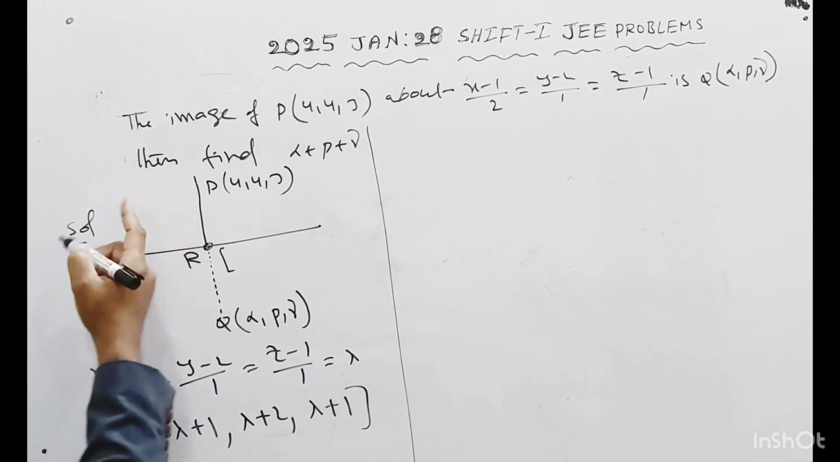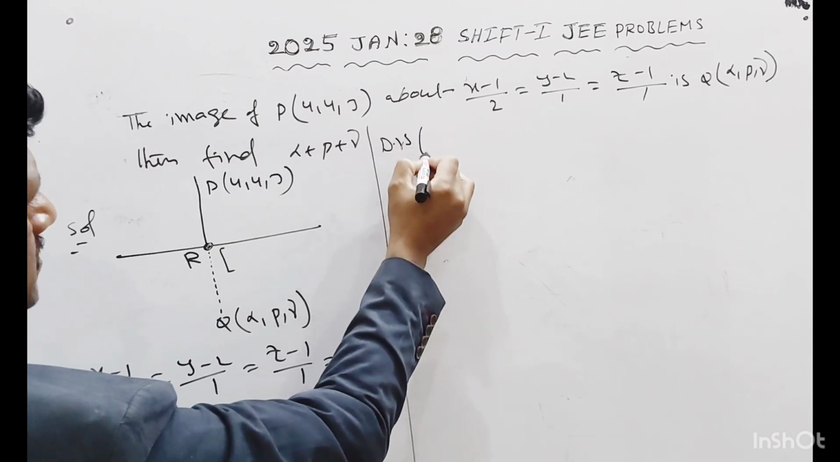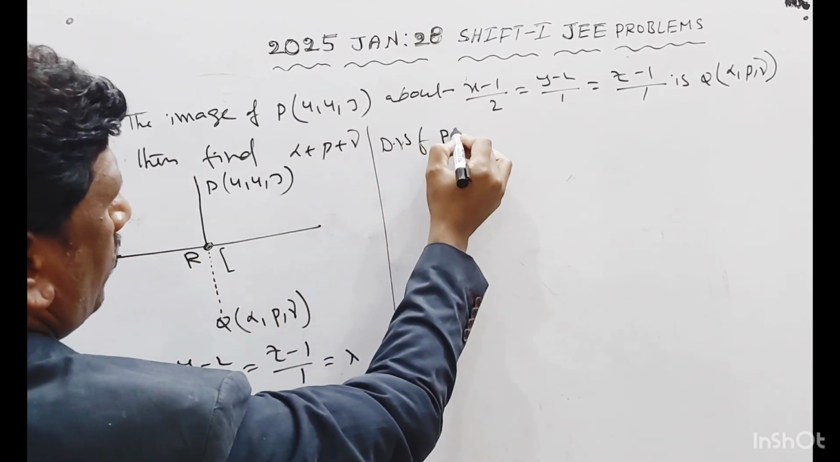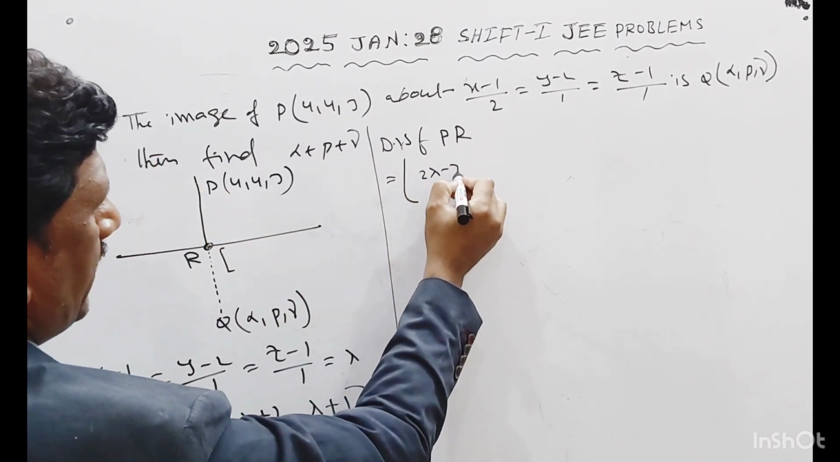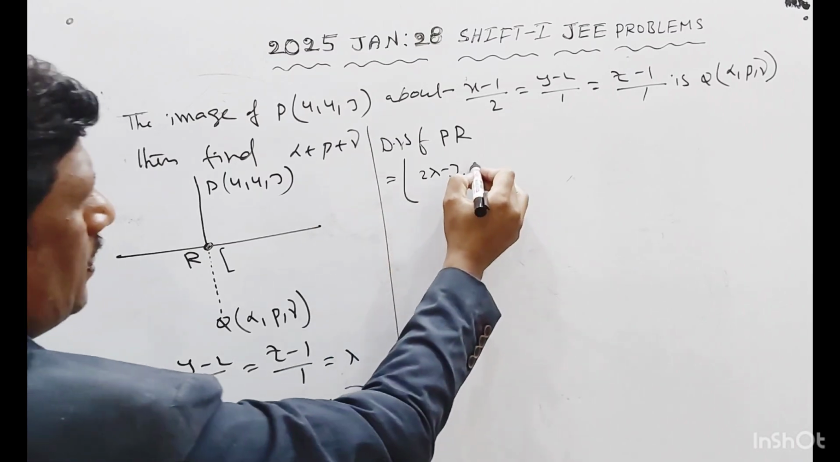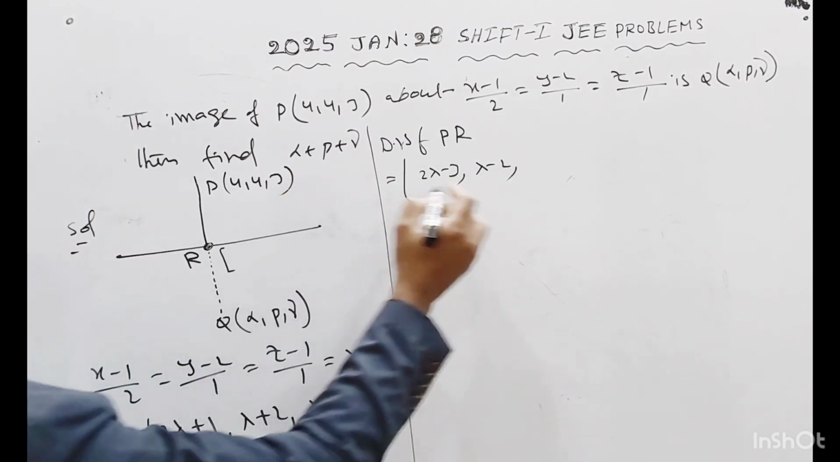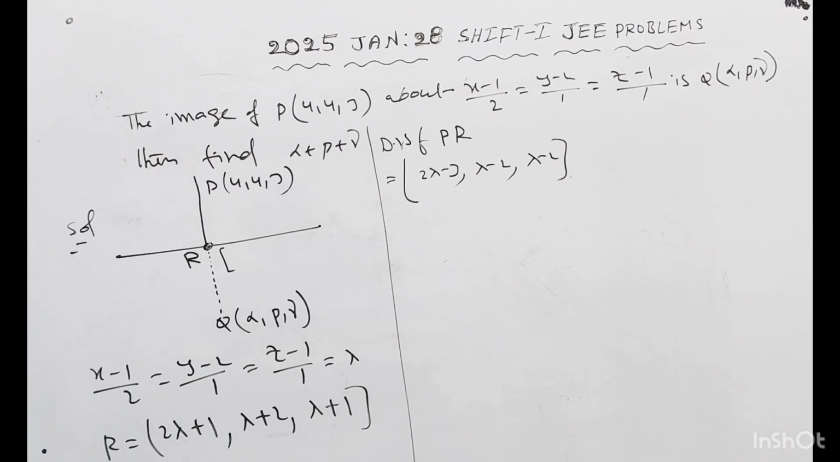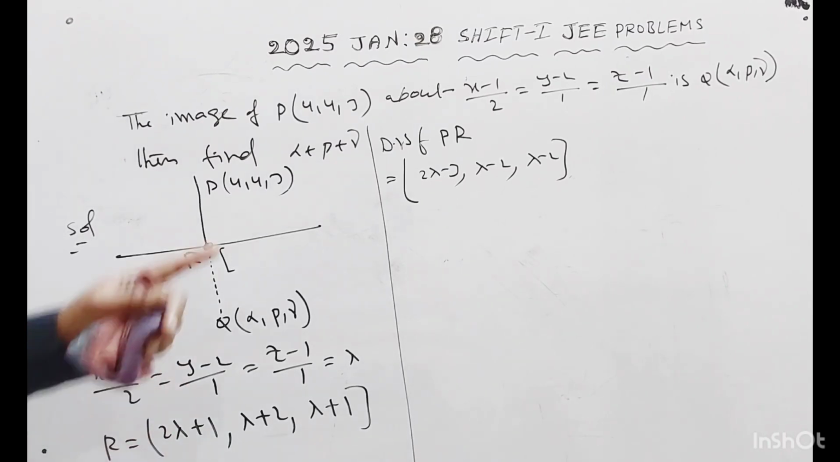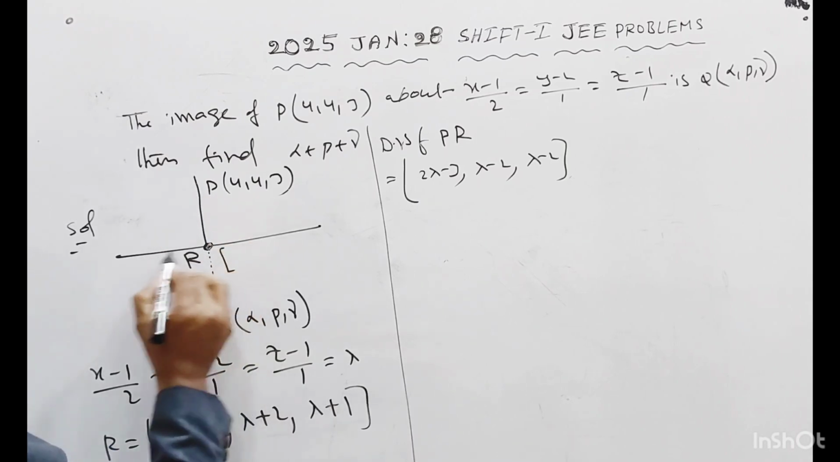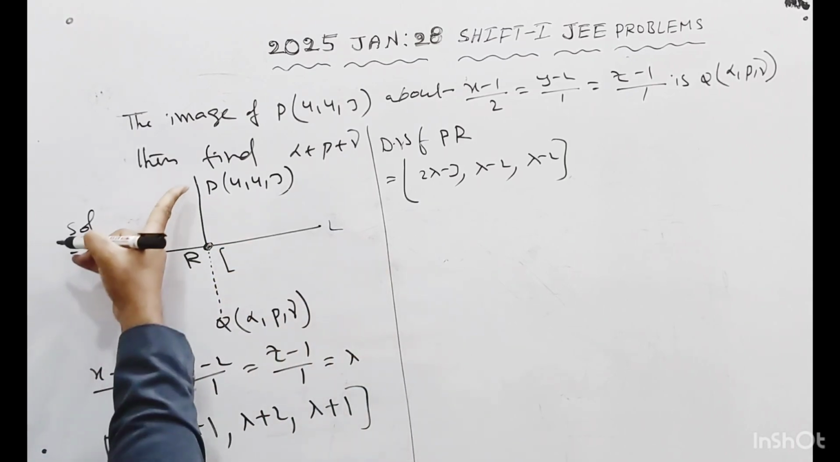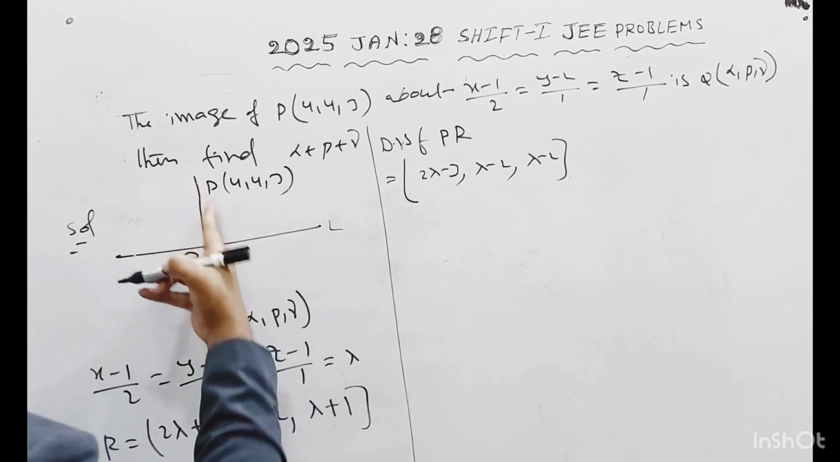Then you find out the DRs, direction ratios of PR. That is this minus this, you will get 2 lambda minus 3. This minus this, lambda minus 2. This minus this, lambda minus 2. So those are the DRs of the line PR. Later you see here, PR line and the given line L both are perpendicular.